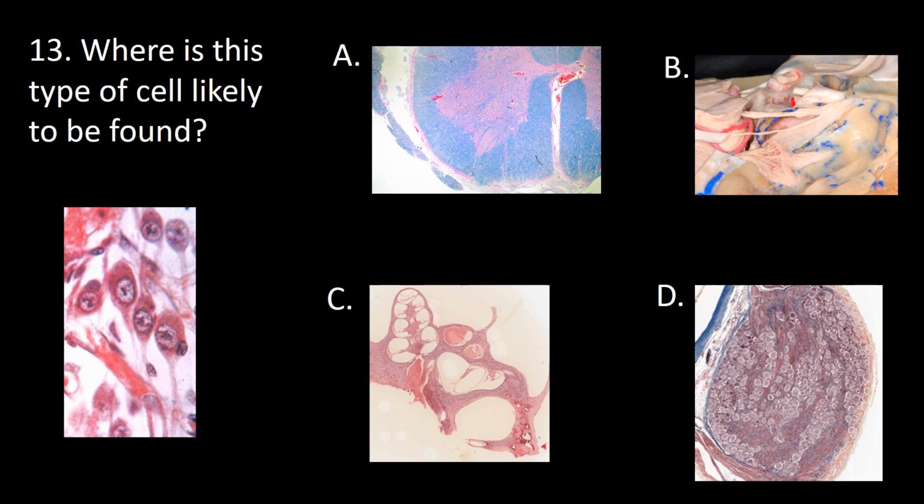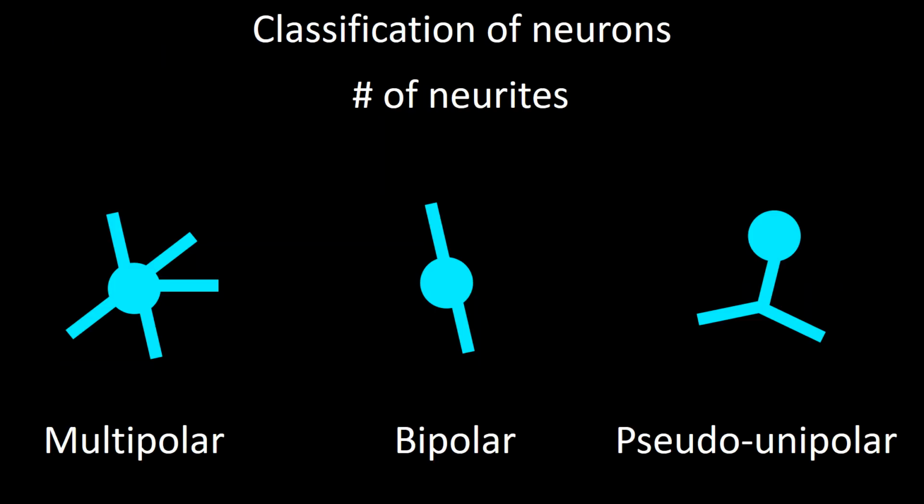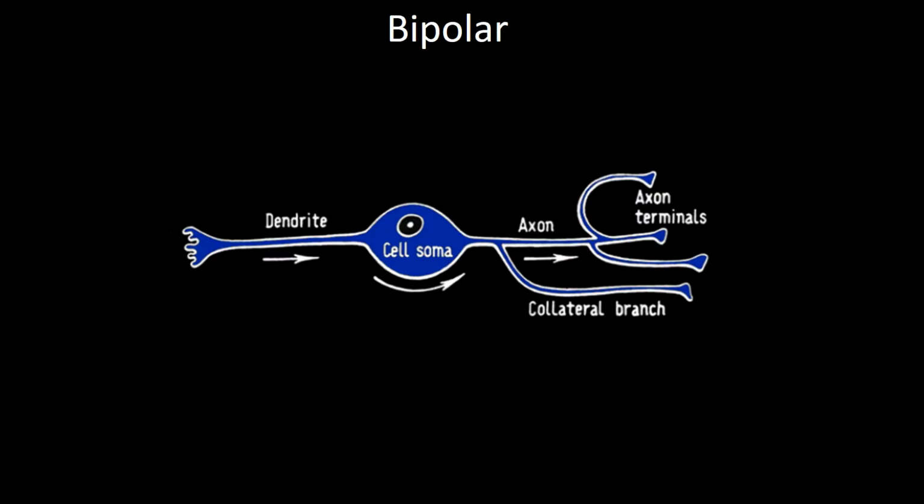Next question. Where is this type of cell likely to be found? Please take a look at the different images and choose the correct answer. The cell in this question is a bipolar cell. They usually have a dendrite and an axon. The axon has collateral and terminal branches, as you can see in this frame.